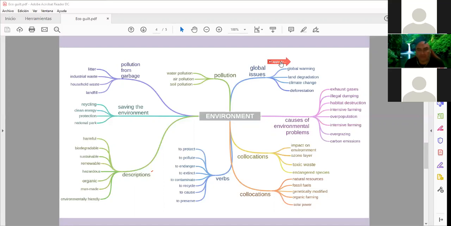Global warming. What does global warming mean? What is it? Calentamiento global. Excellent. Thank you very much. What is land degradation? La degradación del suelo, la erosión. That's it. Excellent. Erosion. Thank you very much. And what about climate change? Cambio climático. Great. That's it. And deforestation. La deforestación de los bosques y selvas.